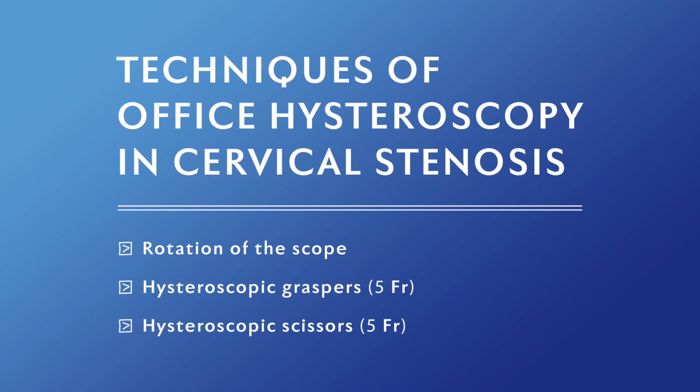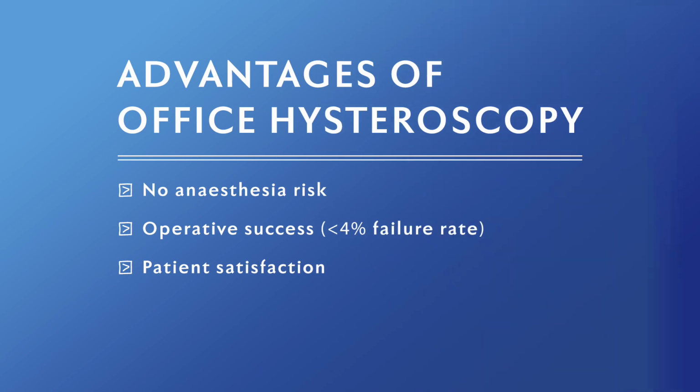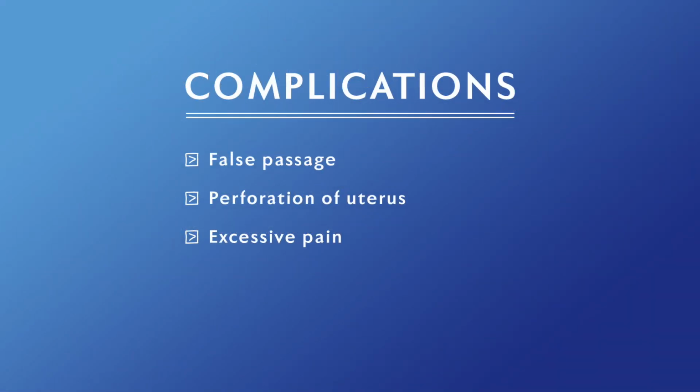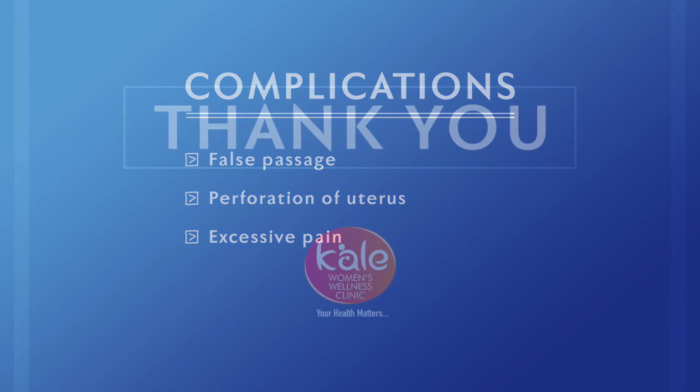The different techniques that can be used for cervical stenosis hysteroscopically are rotation of the scope, hysteroscopic graspers, and hysteroscopic scissors. Usually, a sequential combination of all 3 methods is needed, as seen in our case. Advantages of office hysteroscopy are no anesthesia risk, operative success, and patient satisfaction. Complications can be creating a false passage, perforation of the uterus, or excessive pain. Thank you.